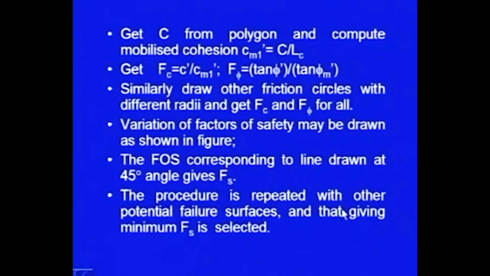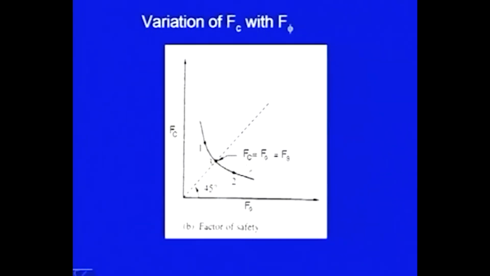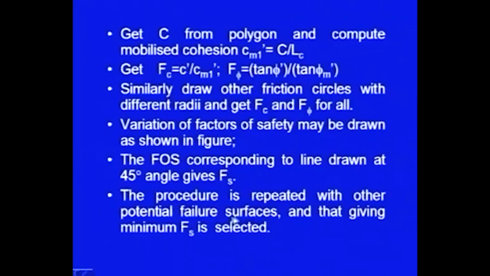This procedure is repeated with other potential failure surfaces and the one giving minimum F s is selected. So, here we have done only one trial circle, and for that trial circle we got the factor of safety F s, and this complete procedure is then repeated for other failure surfaces also. Please note, up to here we were repeating the friction circles. So, we use various friction circles to find out F s. F s is that factor of safety where F c and F phi both are equal, and they are equal to F s.